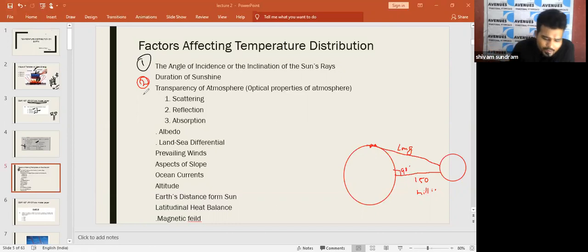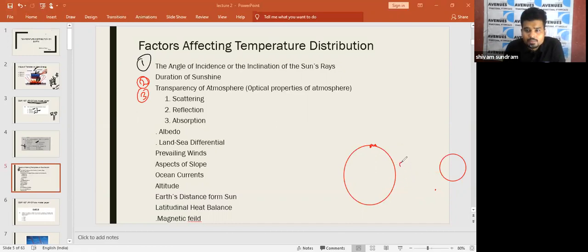Third one, transparency of atmosphere. Now this is also very important. Suppose sunlight is coming all the way towards the equator. Now suppose here we have clouds. What happens? It simply reflects the sunlight back to space. Or suppose there are some particles in the atmosphere. So this light gets scattered into multiple small beams after interaction, possible.